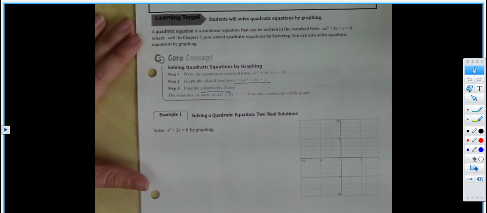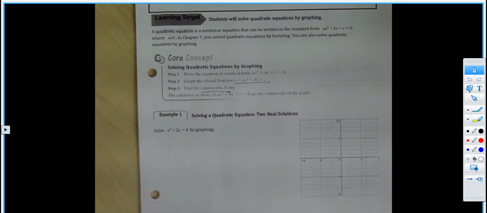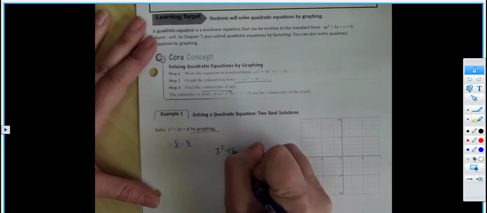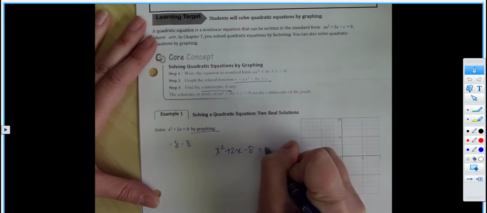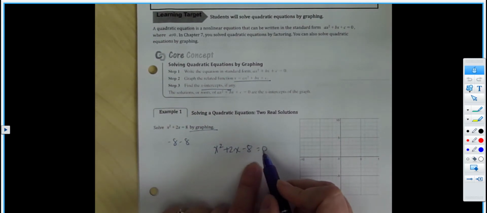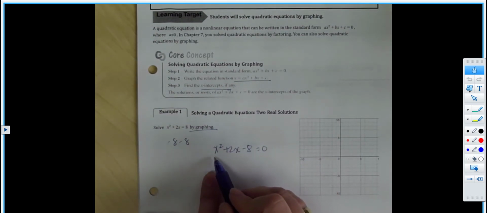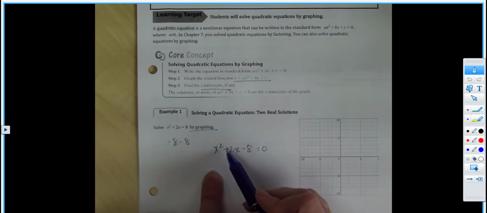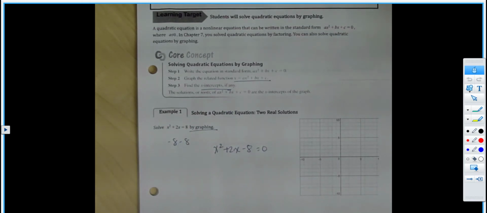So if we take a look at our first example here, x squared plus 2x equals 8. Now it says solve by graphing. I'm going to show you two different things that happen here. So subtract 8 from both sides. So we have x squared plus 2x minus 8 equals 0. Now, when we graph it, we're just going to graph this part, not the equals zero part. And I'm going to show you a few things that happen when you graph this and graph this. So go ahead and open up Desmos now.